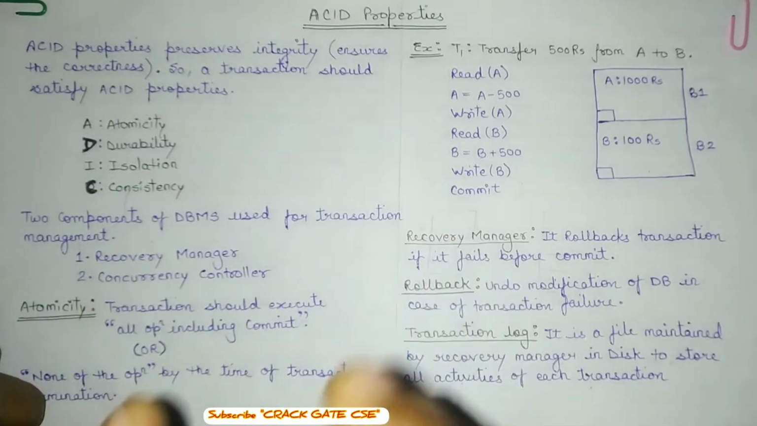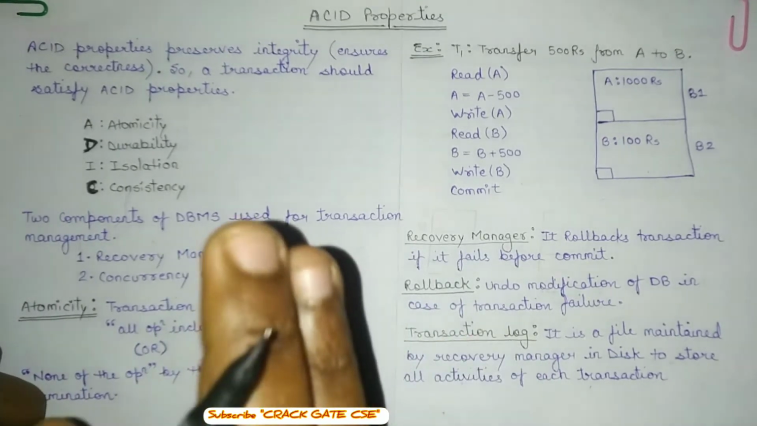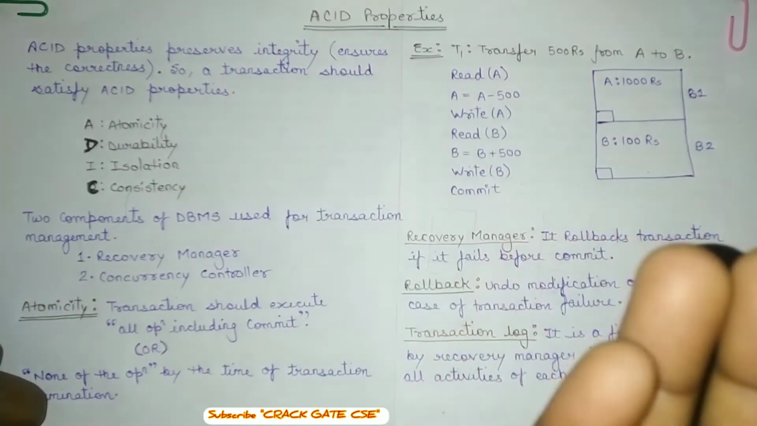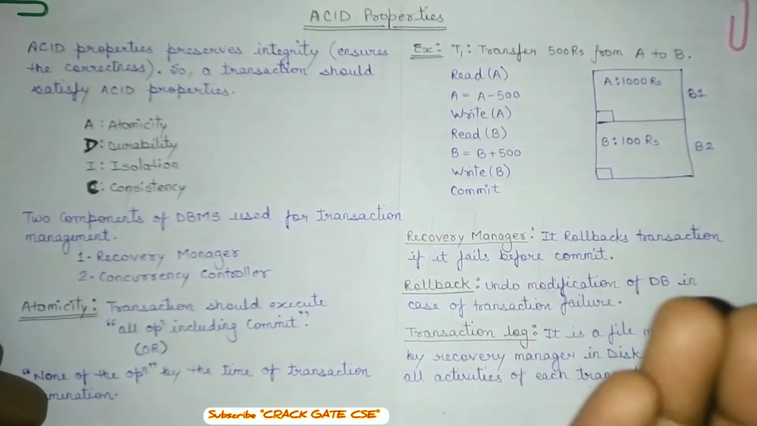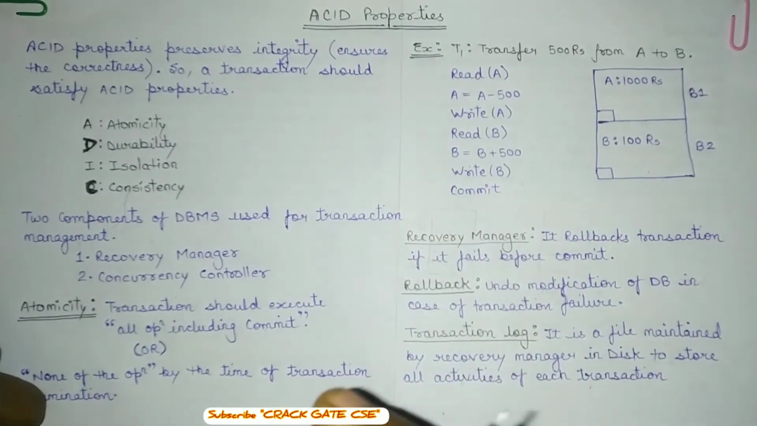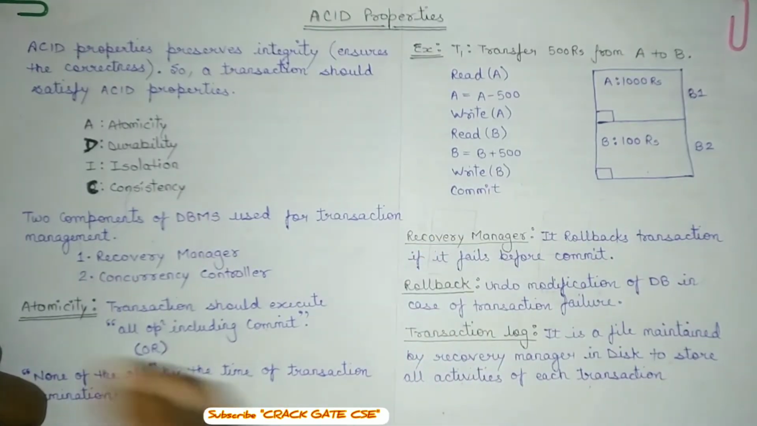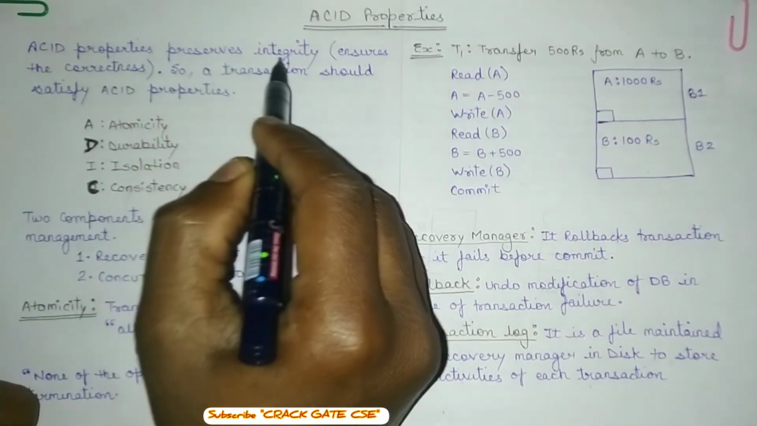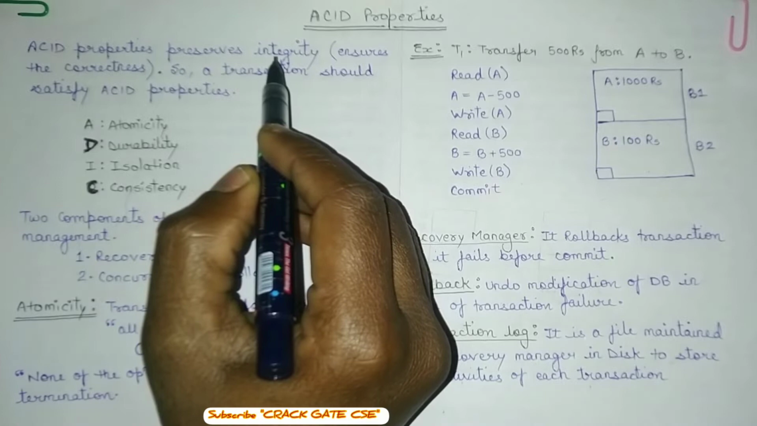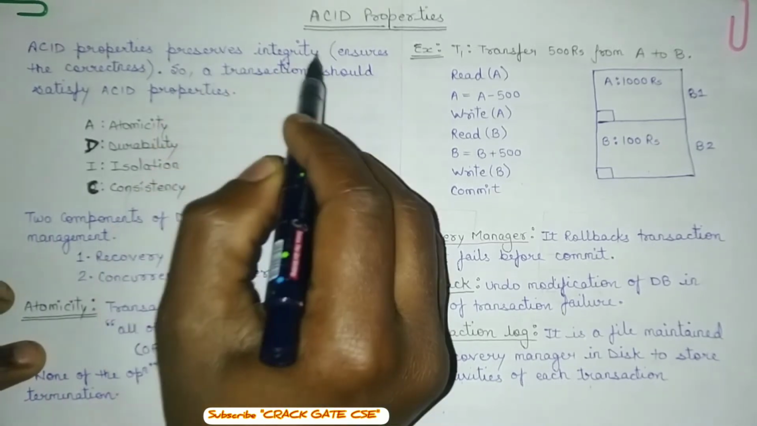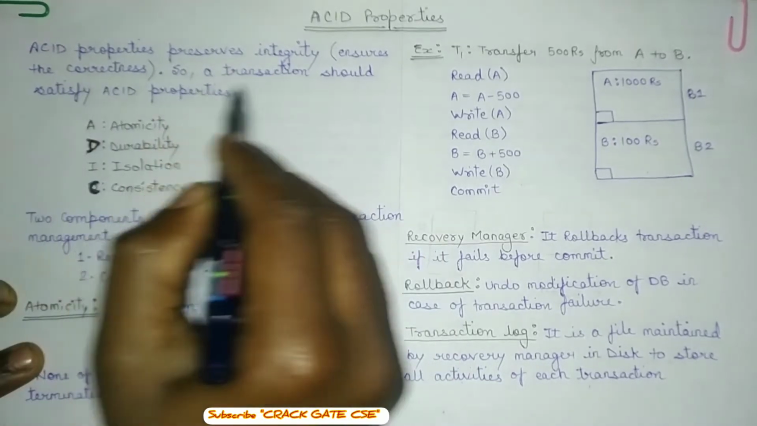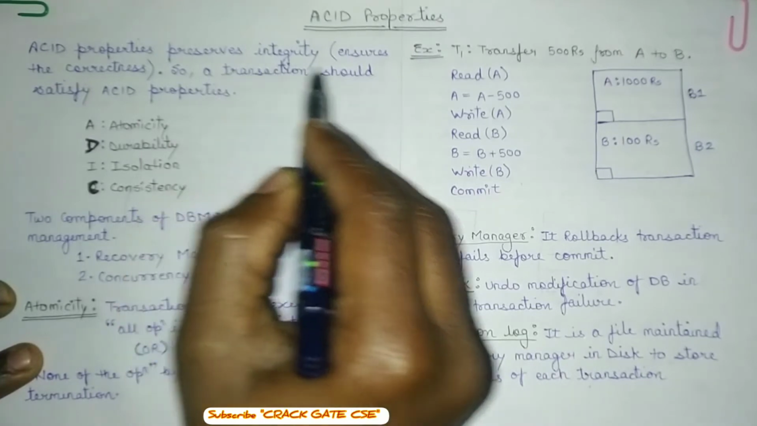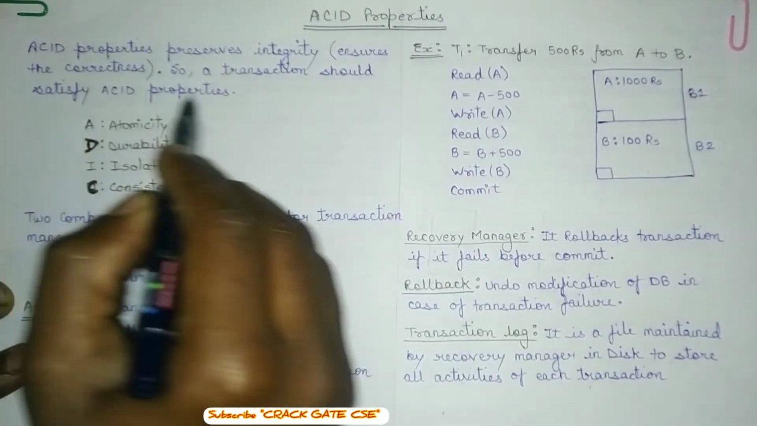Now, because of these read and write operations, several operations are conducted on a concurrent basis, because of which there may be some violations of integrity. So these ACID properties preserve the integrity. Integrity means correctness. So these ACID properties ensure the correctness. Whatever transaction we are doing should satisfy the ACID properties.